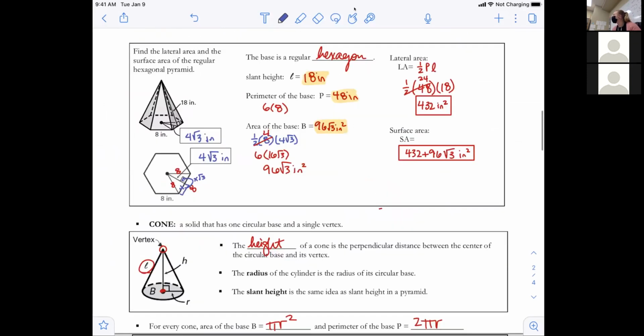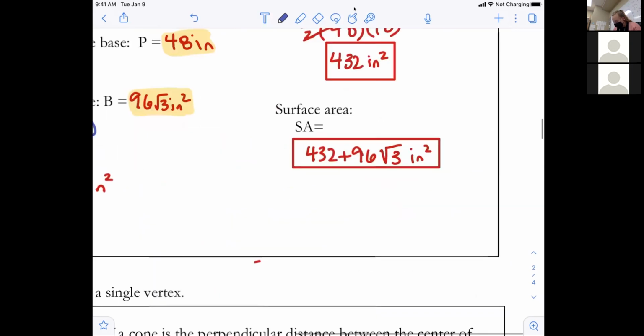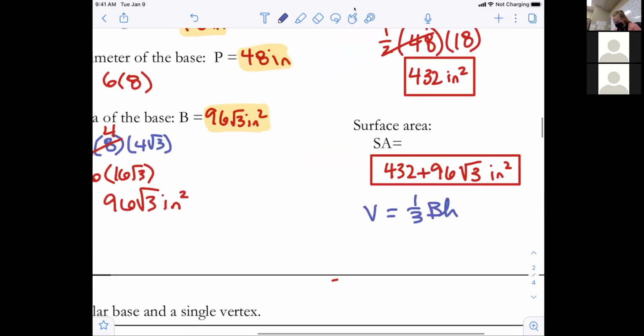I think this one right here, the one with the hexagon at the bottom, I have a little space here, and I did volume in my last class. So we did 1/3 BH. We have B, but I don't have H. So I want us to practice seeing how to find the height in this picture.